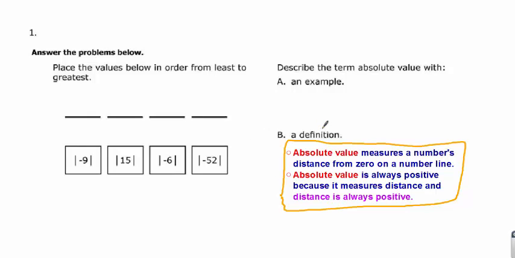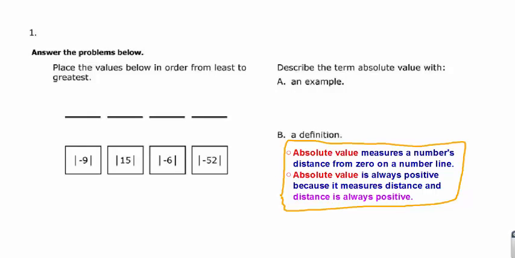Since it measures distance, absolute value is always positive because distance is always positive. You can't have negative distance. Think of the length of a box. You can't have a negative length on the side of a box, and that's the distance between one end of the box and the other end. Or the classroom that you take your math lessons in. If you look at the distance from the back wall to the front wall, there's no way that it could be negative. So let's move next to this first problem.